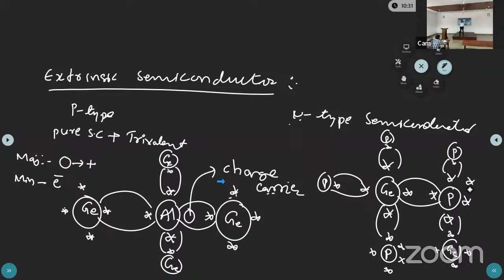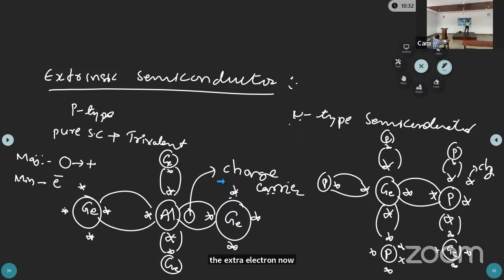Now, by combining the pure semiconductor and the pentavalent impurity, which has 5 valence electrons, 4 of the valence electrons of the impurity are shared with the pure semiconductor, germanium. By sharing, 4 covalent bonds will form. After forming the 4 covalent bonds, how many free electrons are there with the phosphorus and semiconductor? One extra electron.